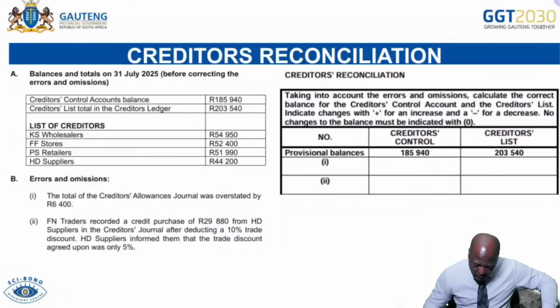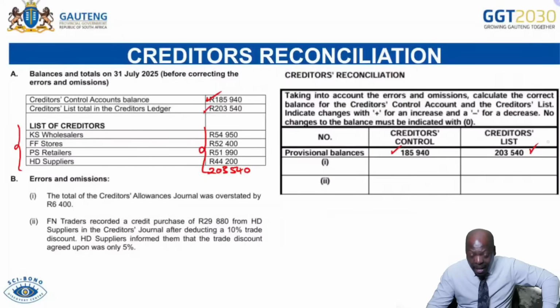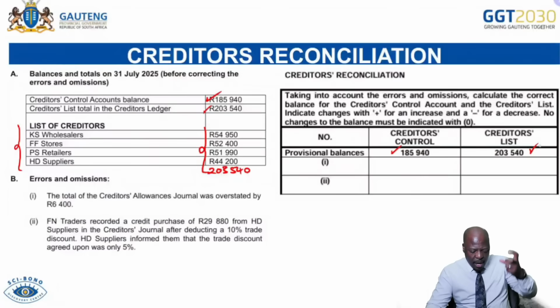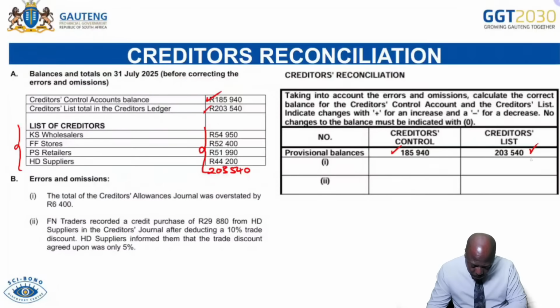Okay, so we are given the creditors control account balance, which is that one there, as you can see here, and we're given the creditors list that is from the ledger, and this is our ledger, our creditors list. So if you add these amounts, you will see that they give you 203,540, which is what we have there. That is how we have that particular amount. It is a total of all our list. So you see that at times the words may be used interchangeably: the creditors ledger, the creditors list.